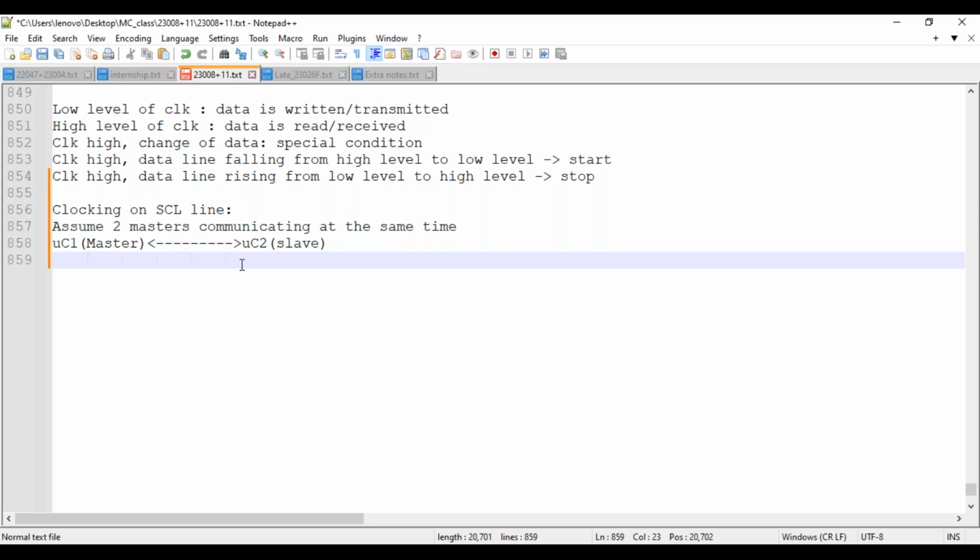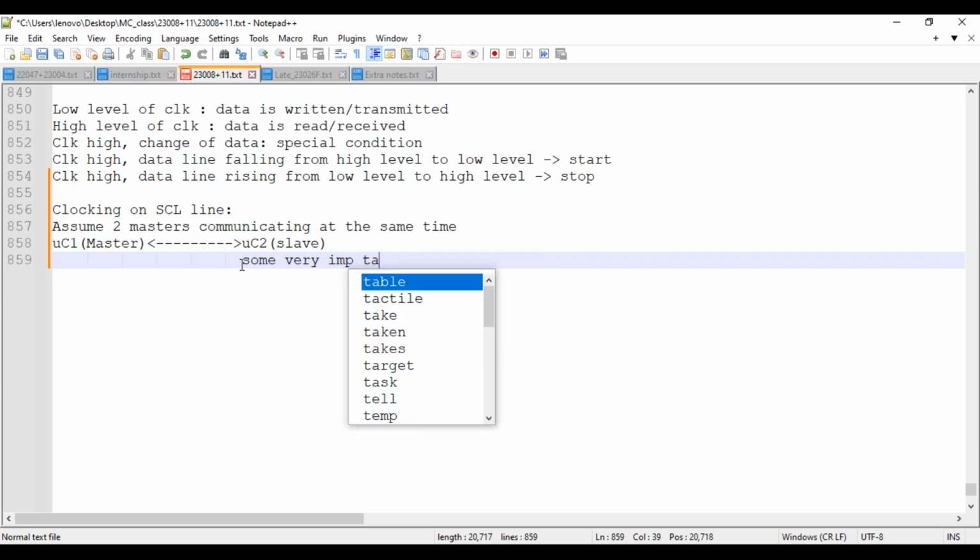Now, assume at some point of time, when the communication is happening, microcontroller 2, who is behaving as a slave right now, gets some very important task. It is just behaving as a slave in this communication, but it is a master in fact, and it has so many other things to be taken care of. So assume when the communication is happening between the two microcontrollers, the one which is acting as a slave is getting a very important task.